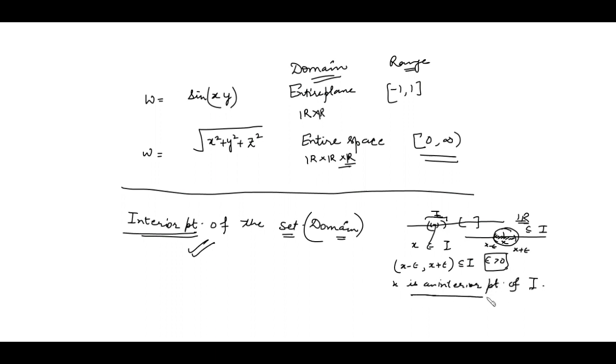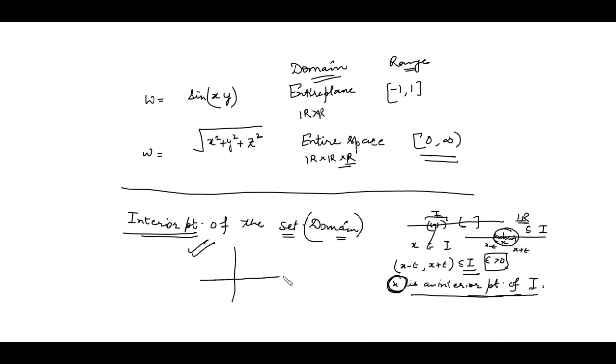So x is an interior point of I if we consider any very small open interval around the point x which is completely contained in the interval I, then this point will become the interior point of I, right? So this point should completely lie in that set. So it should be the interior one.